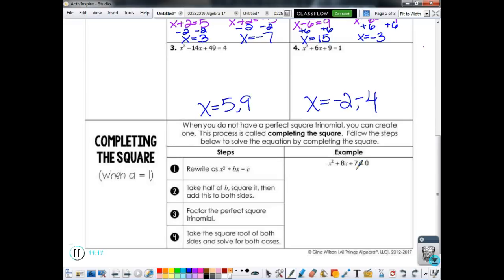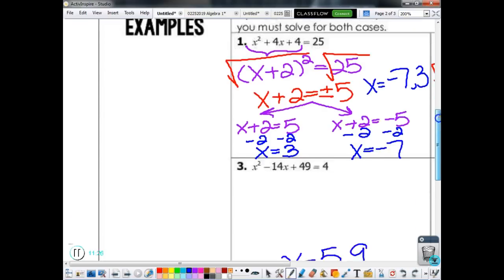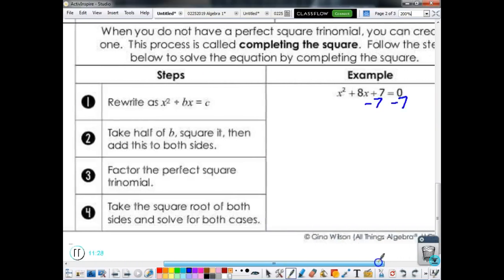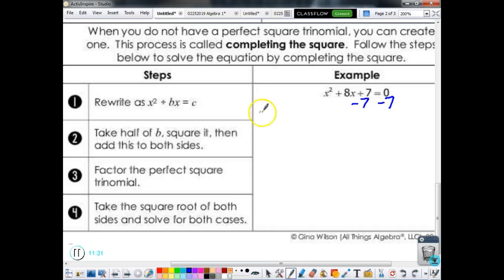Okay, so what I have to do is I have to move this 7 out of the way. So I'm going to subtract 7 from both sides. And so my new equation is going to become x squared plus 8x equals negative 7. Okay, and so now you're going to take half of b. So right now my b is 8, right? So I'm going to do 8 divided by 2, which is 4, right?